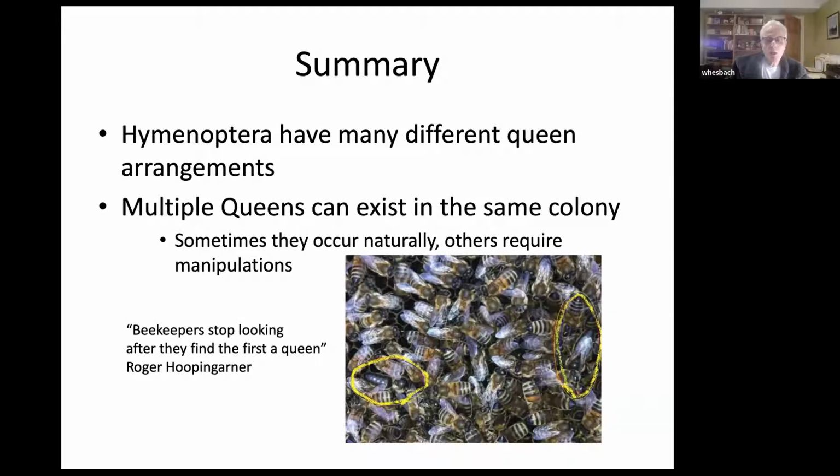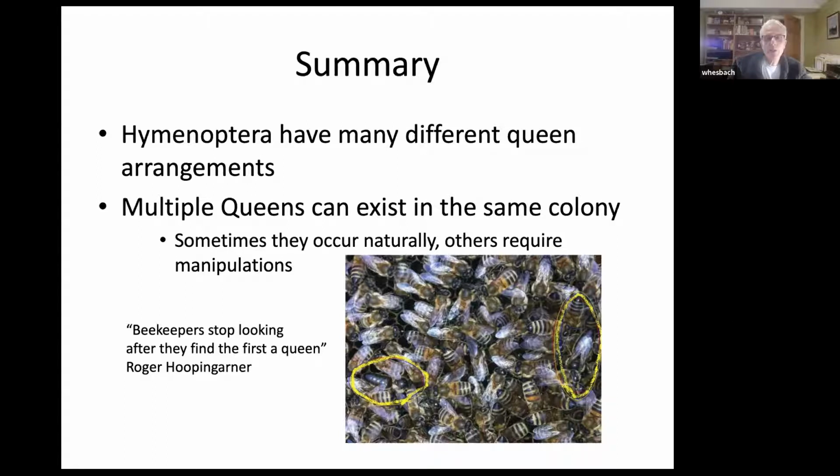And now the question is, well, if we know that, and Roger Hoppengarner was an expert at 2-queen colonies along with Ferrara and some of the early scientists, and he still lectures on them, the question you normally want to ask was, well, how can we make this happen?